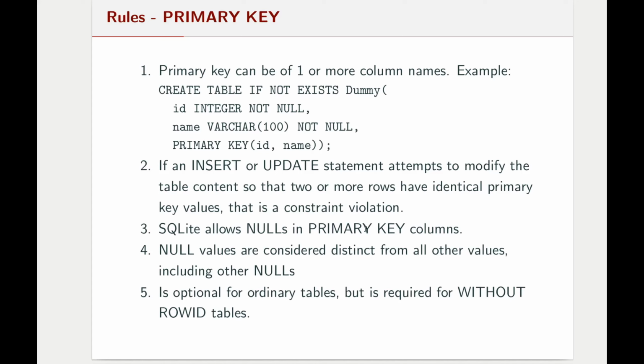Let's now explore the rules for a primary key. A primary key can be of one or more columns. So here is an example showing you how to create a primary key with multiple columns. ID and name form the composite primary key here.